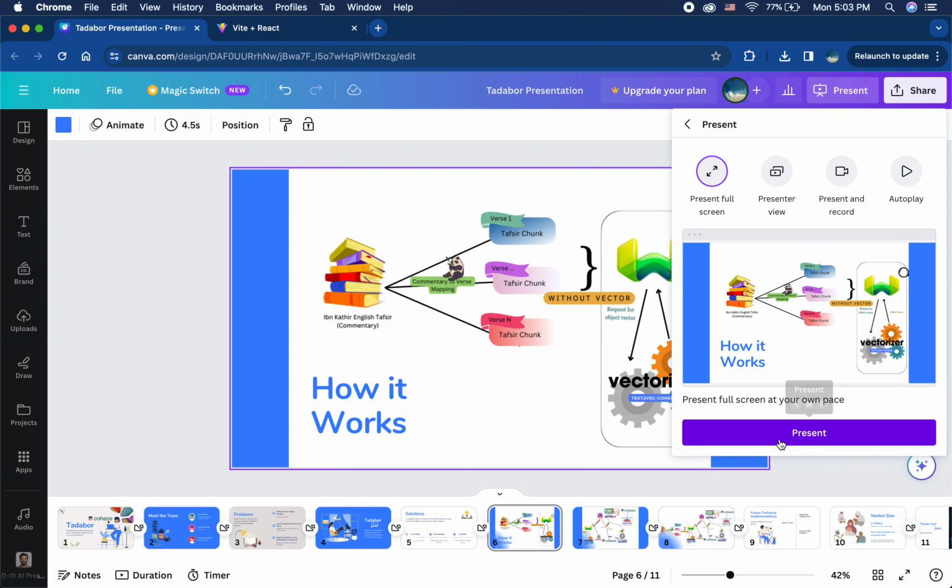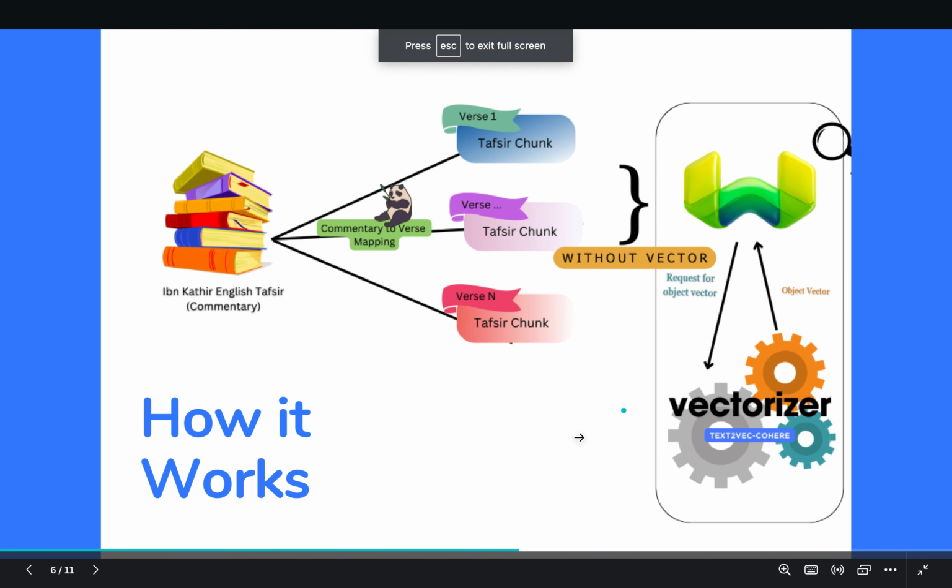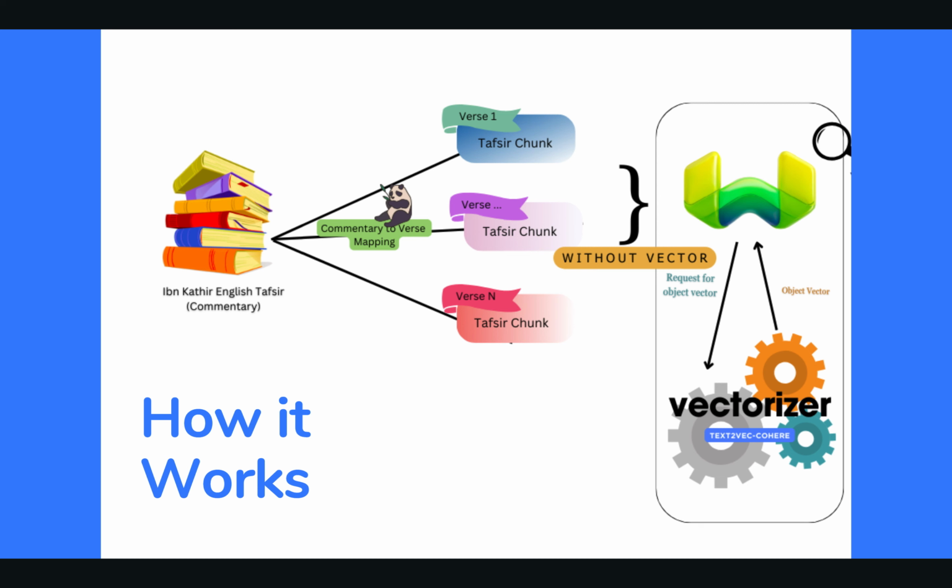So here is the overall schema. I took the Ibn Kathir tafsirs in English and mapped every piece of tafsir, in 500 word chunks, to its associated verse in the Quran using Pandas. Then we passed it to Weaviate without vectors, and with the help of Weaviate's vectorizer and Cohere's text-to-vec, we were able to request the object vector from that text-to-vec vectorizer and send the object vector back to Weaviate, where we're storing all of these tafsirs.